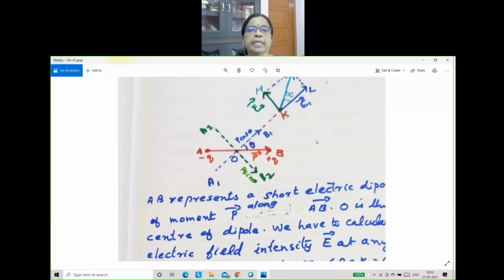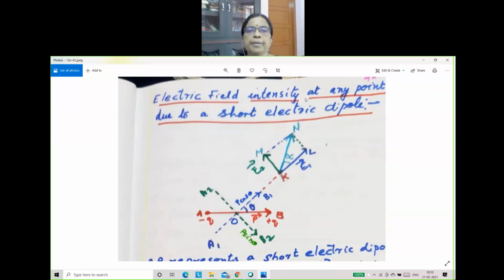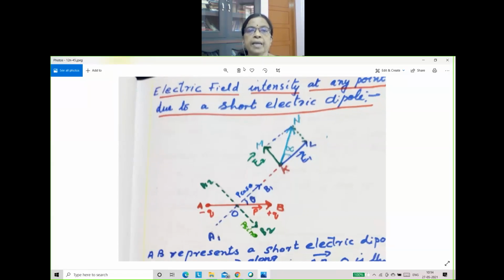Electric field intensity at any point due to a short electric dipole. Question: explain or derive the expression for electric field intensity at any point due to a short electric dipole. In the last two cases we have seen the point along the axial line and the point along the equatorial line, and derived the expressions for the electric field intensity. But here, consider a point K which is neither along the axial line nor along the equatorial line, but in any other direction.